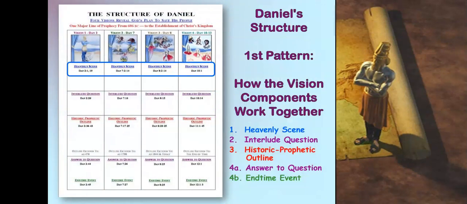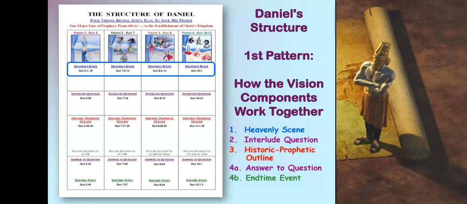So Daniel's structure, the first pattern, is how the vision components work together, because as I shared, it's not only in vision 1, but in vision 2 and vision 3 and vision 4. And not only that, as Charlene shared, we're going to see this same pattern in chapter 4. So you have the heavenly scene. It goes across the board. This is the structure of all these chapters. Who knew? None of us until we started studying this book.